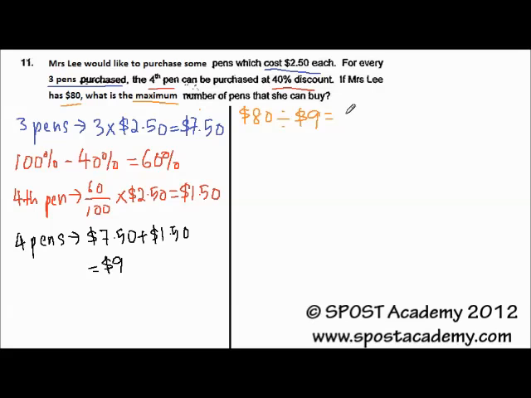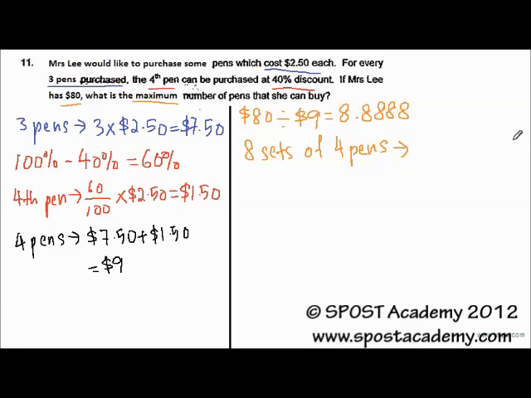If you press the calculator, you get a value of 8.888888. Okay, what this means is that Mrs. Lee can only buy 8 sets of 4 pens at the maximum, but she might have some money remaining after buying these 8 sets of 4 pens. So we need to know how much does she need to pay for these 8 sets of 4 pens.